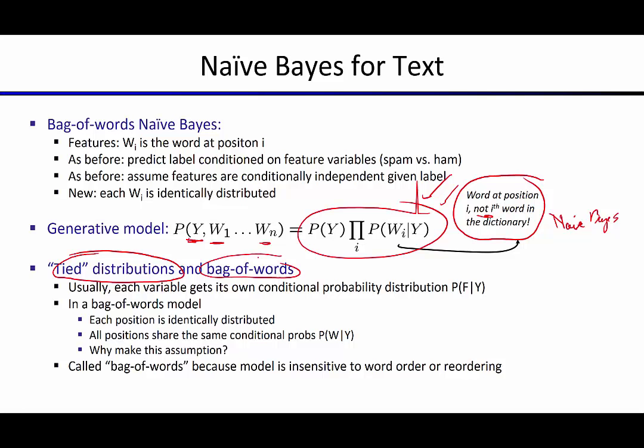What that means is that the conditional probability of the word at position one being some word given the label is the same as the probability for that word when it's at position two, three, four. So you make the assumption that there's no dependence on where you are in the document for what the distribution over words is going to be. A very strong assumption. Again, why would you make this assumption?